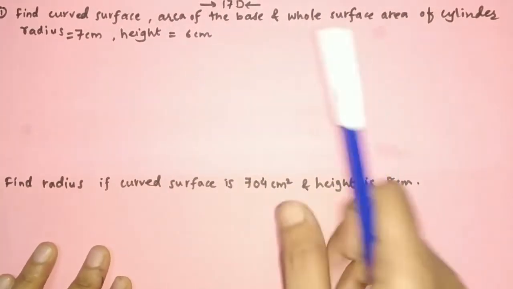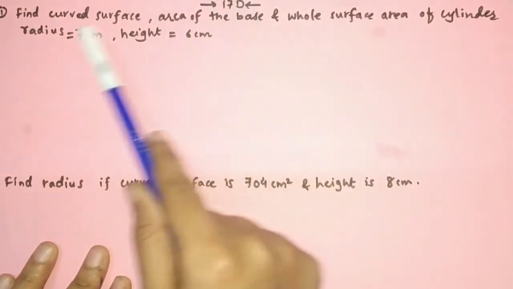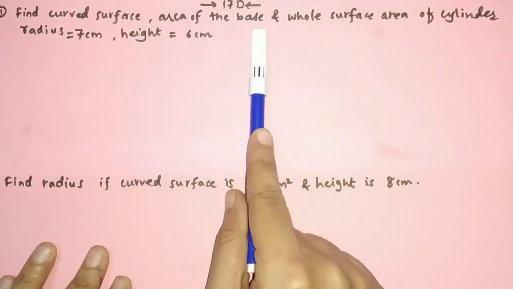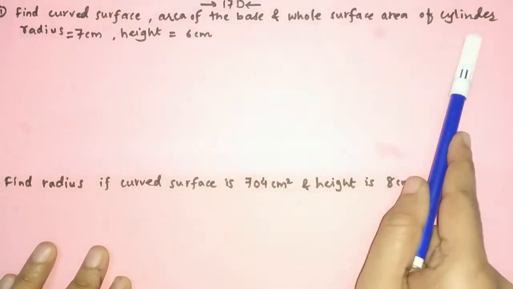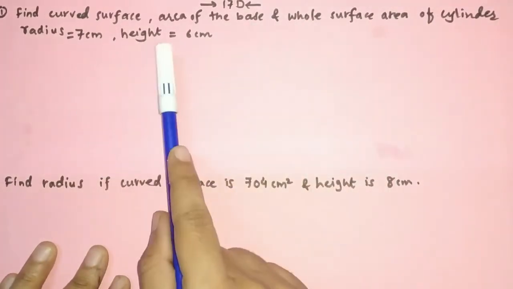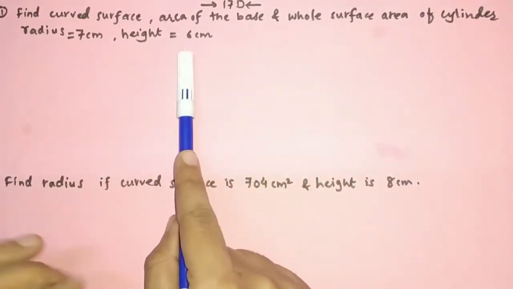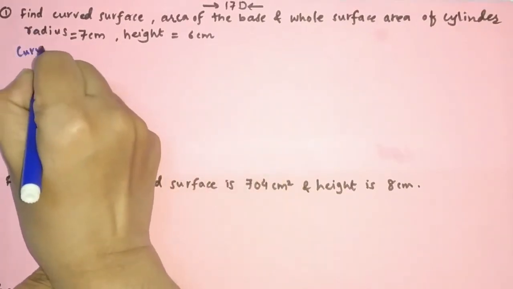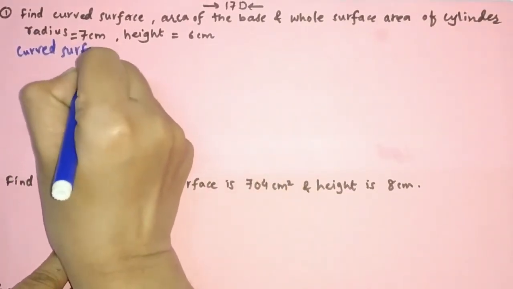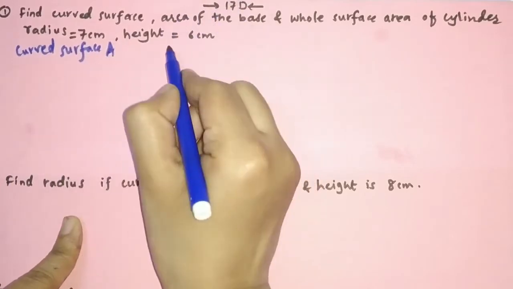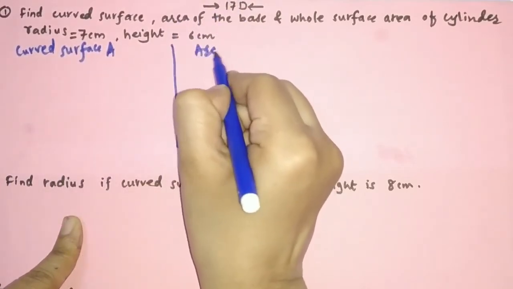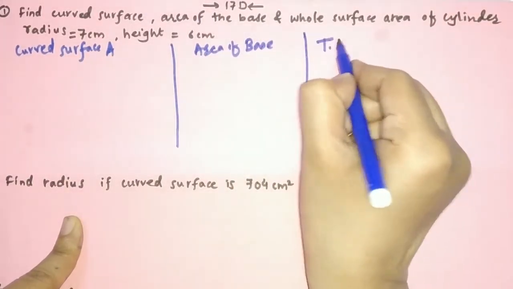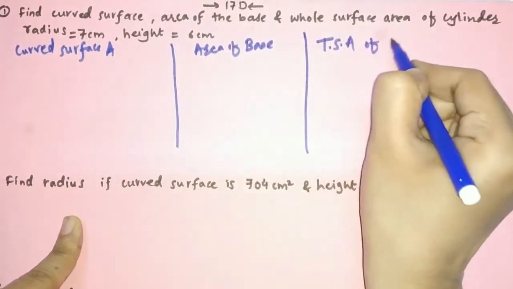Now friends, moving to the exercise. Find curved surface area, area of the base and whole surface area of a cylinder with radius 7 cm and height 6 cm. So here three things have to be found out. First of all, curved surface area. Second thing, area of base. And lastly, whole surface, that is, total surface area of a cylinder.